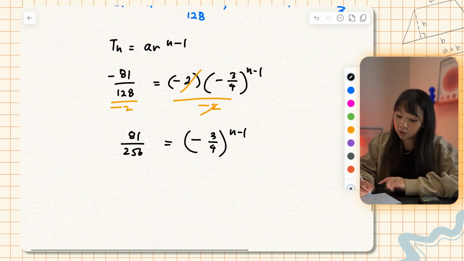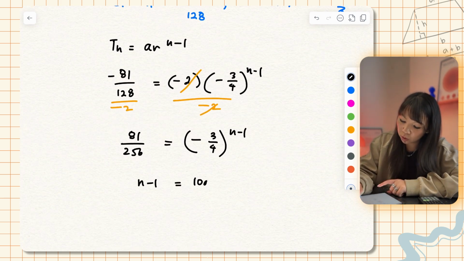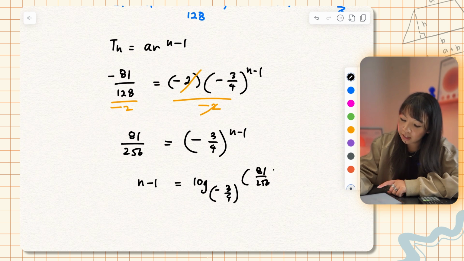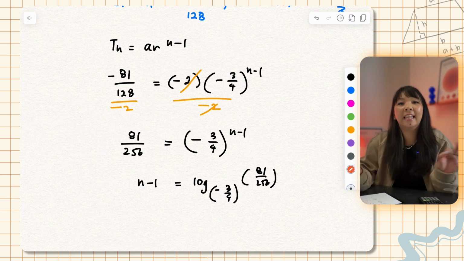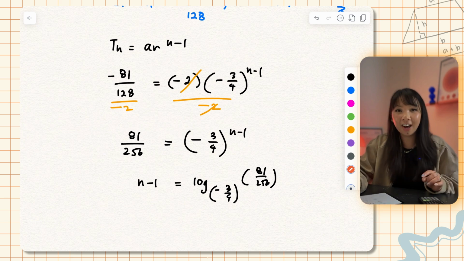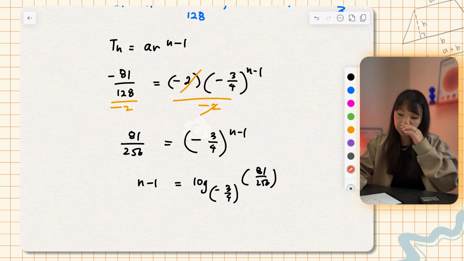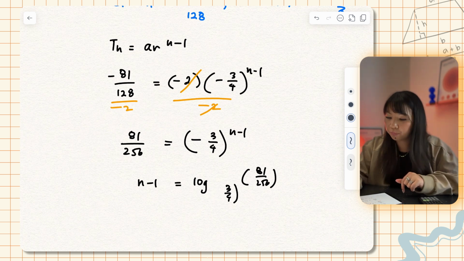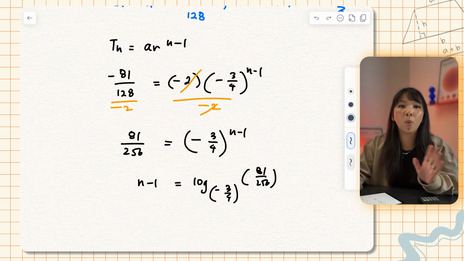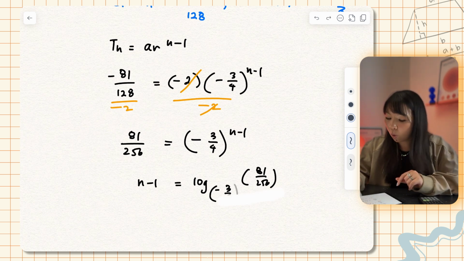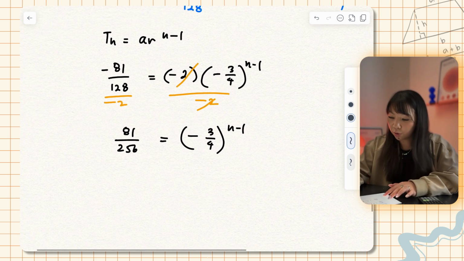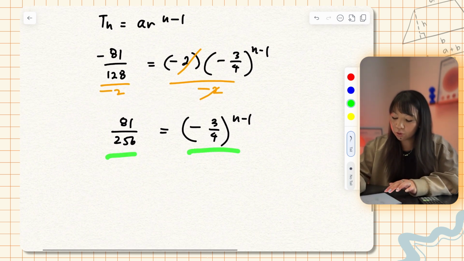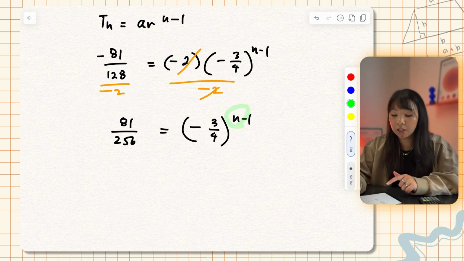Now, if I change this into a log, we get n minus 1 equals log base negative 3 on 4 of 81 on 256. However, as I'm writing that, I get a little bit icky because you can't take the log of a negative. So you can either drop the negative, which doesn't always give you the answer, but in these questions it will, or you could just do trial and error. So I'm going to put random numbers in this power until it equals 81 on 256.